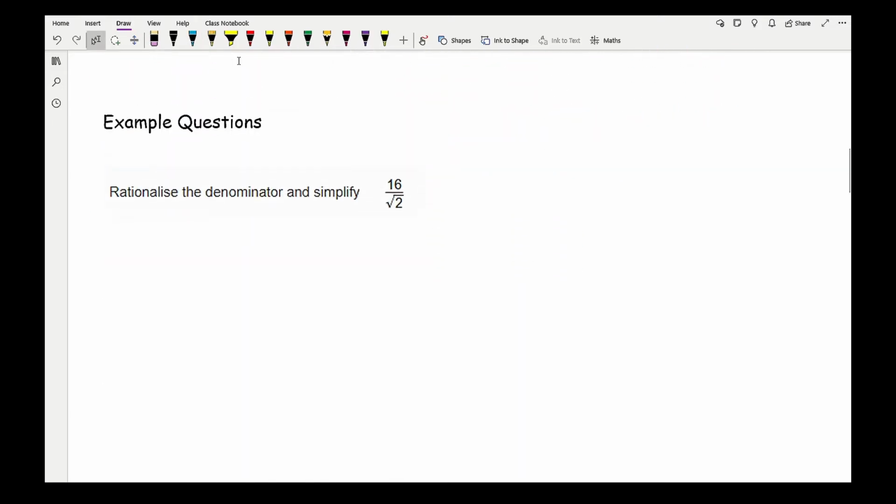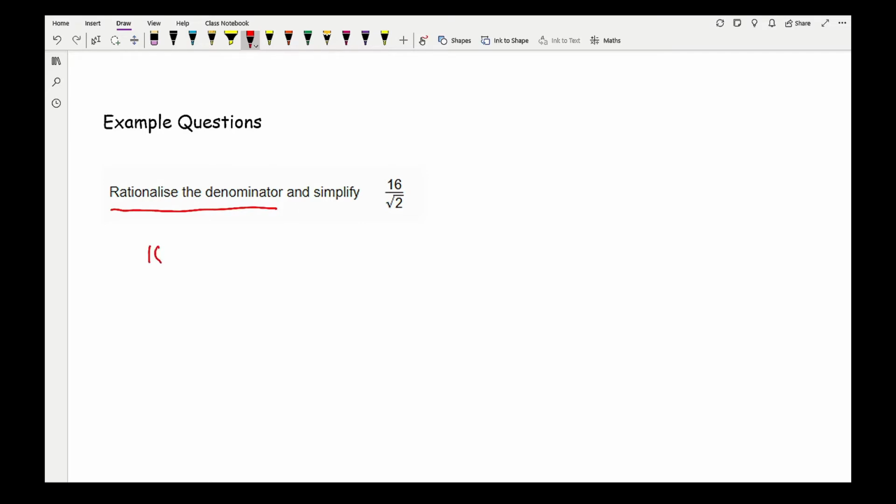So let's have a look at some example questions. Now in this particular question, questions are slightly worded differently, but this one's particularly nice, and the reason why is because it literally tells you what we're doing. So here we need to rationalize the denominator and simplify 16 over root 2.